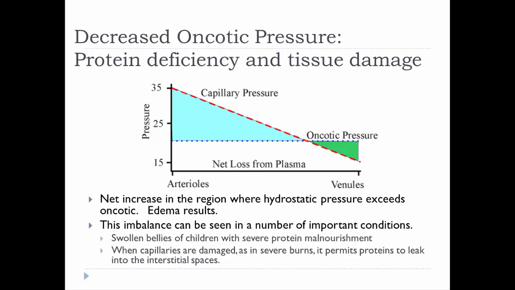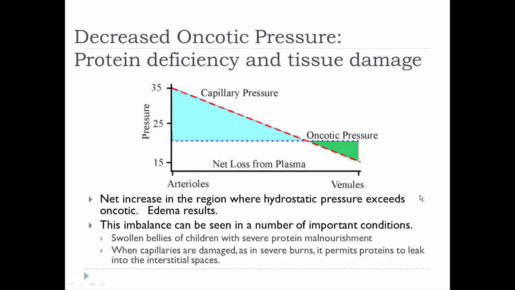Now let's mess with oncotic pressure. Let's say there's a protein deficiency or tissue damage that results in the loss of plasma proteins. So notice now our blood pressure is normal, starts at 35, drops down to 15, but we've dropped oncotic or osmotic pressure here. So again, notice we get this huge amount of filtration, very little reabsorption. Anytime filtration is bigger than reabsorption, I end up with edema.